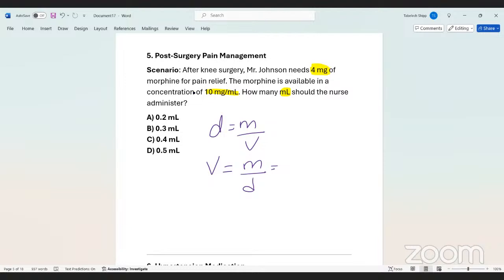All you're doing is putting the 4 milligrams on the very top, and on the very bottom, the 10 milligrams per milliliter. And you know what units are going to cancel out, right? Your milligrams, and you're left with your milliliters. So 4 divided by 10 is C, 0.4.